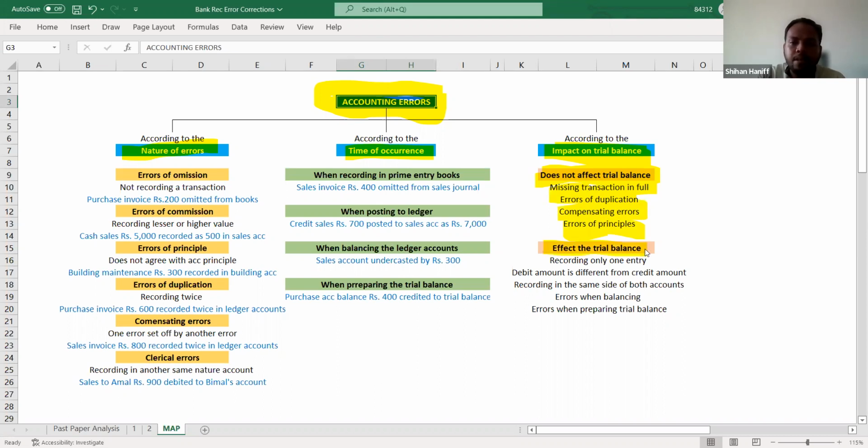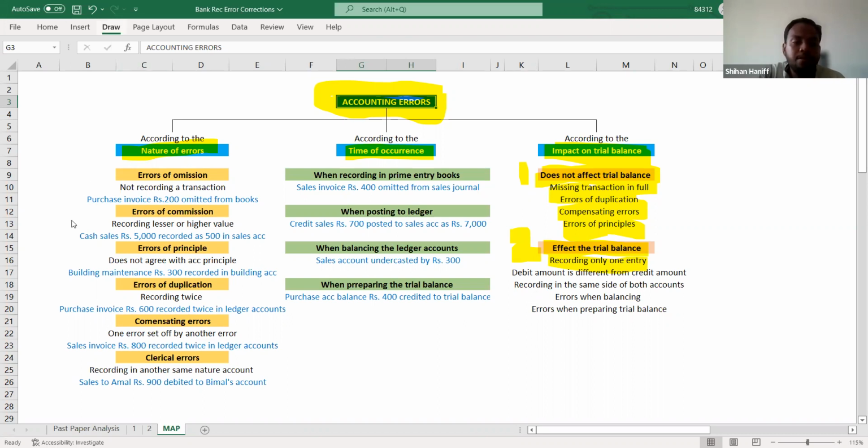And there are some transactions which will affect debit and credit of the trial balance, right? Recording only one entry. Let's say you have recorded only debit, so there is a difference between debit and credit. So likewise, errors which do not affect and errors which affect. Then according to the nature, we can divide them into several types.